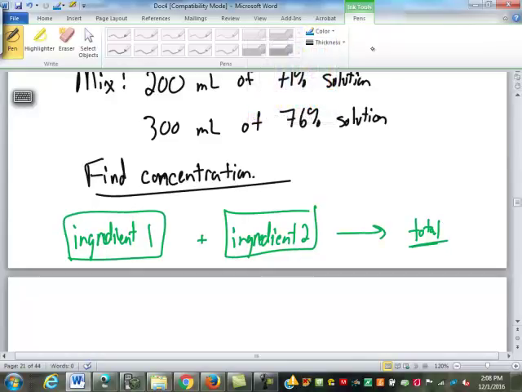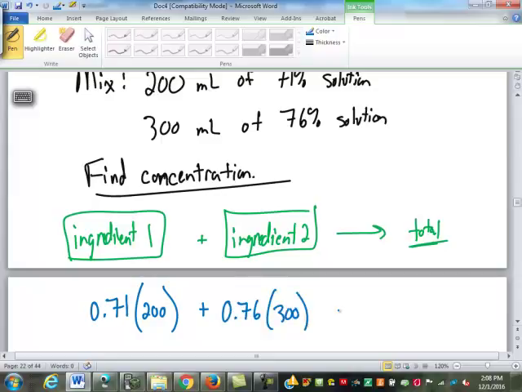And what we're tracking here is the amount of the solute. How much solute is in the first one? Well, it's 71%, so 0.71 times 200. Plus, how much of the solute is in the second one? 0.76 times 300. Now we want to know what the concentration is of the third one, so X is going to be our concentration. What's the volume of that third one? 500. Where'd that come from? We added 200 to 300, we'll get 500.